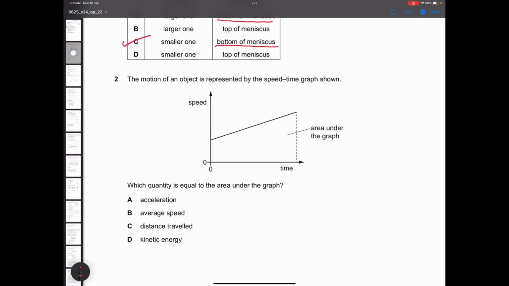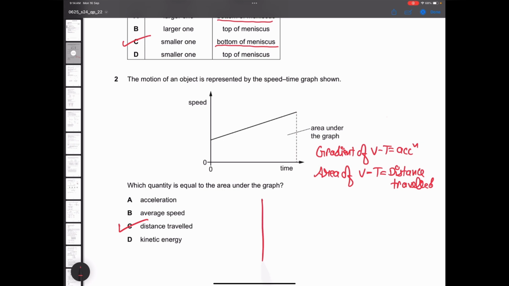We know that the gradient of a speed time curve gives acceleration, but the area of a speed time curve gives the distance traveled. And are they asking about the gradient or the area? They are asking about the area of the speed time graph. So that will be the distance traveled.